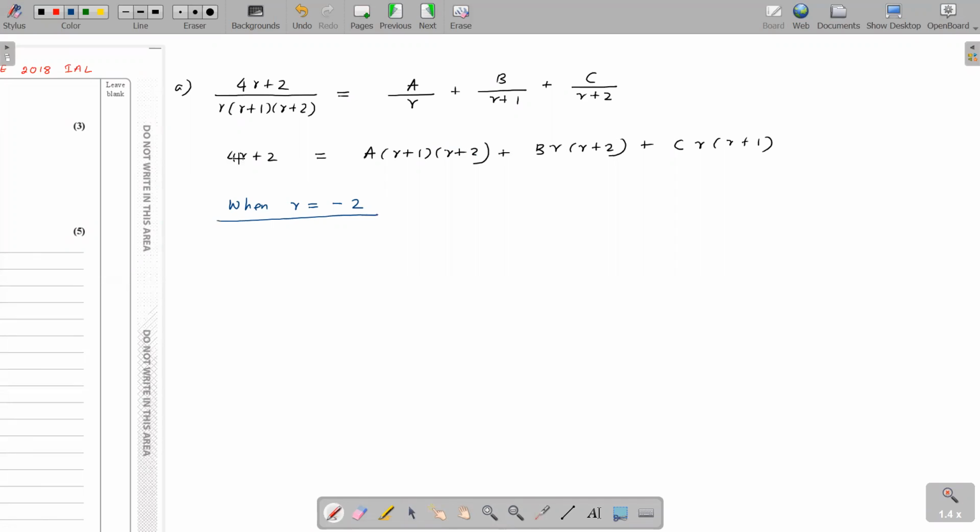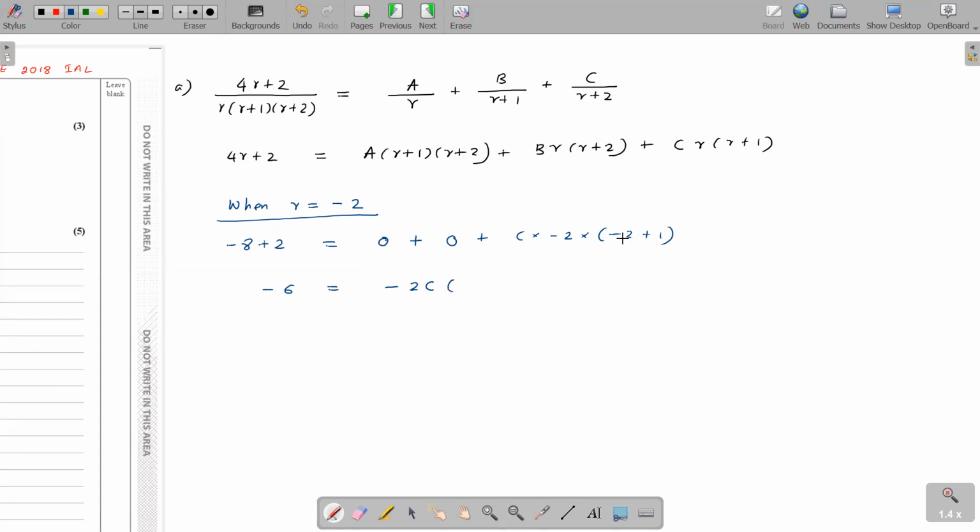So what do you get here? 4 times minus 2. How much is 4 times minus 2? Minus 8 plus 2 equals, what happens to the first bracket when r is minus 2? This entire term is a 0. The second bracket, minus 2 plus 2 becoming a 0, and 0 times anything is 0. The second bracket also is a 0. Third bracket, you will have to get the answer: C times r is minus 2 times (minus 2 plus 1). Are you with me? So minus 8 plus 2 is minus 6 equals, these two are 0, so we don't need them. C into minus 2 is minus 2C.